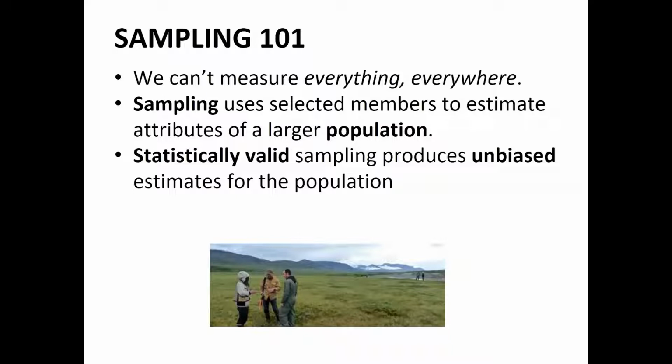Minimizing bias happens at the creation of the sampling design and sample selection, but also is an ongoing part of implementing the design, which is where you come in.